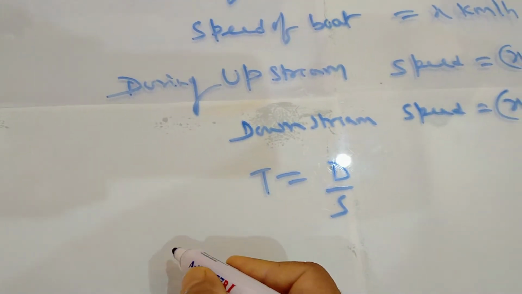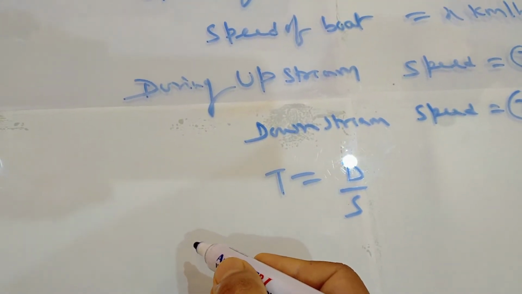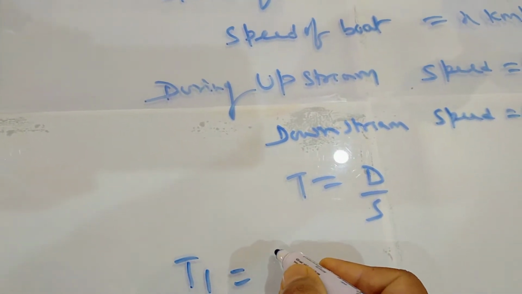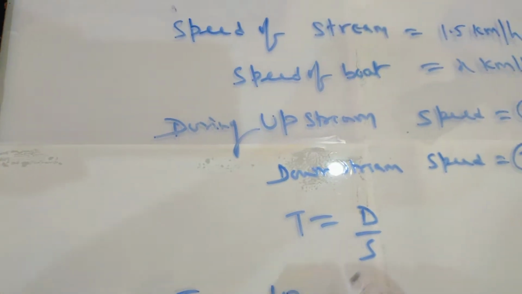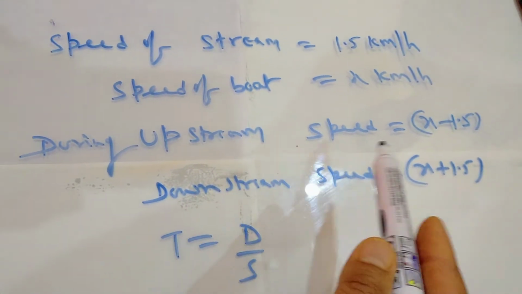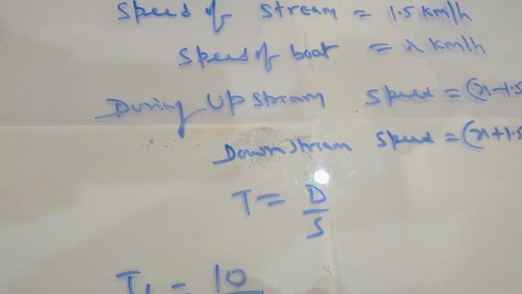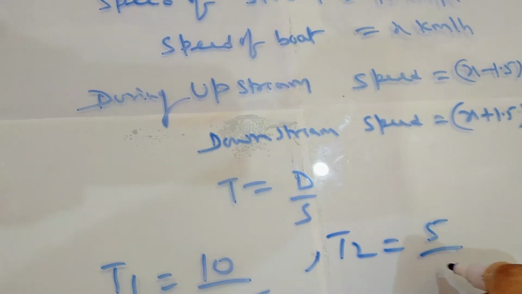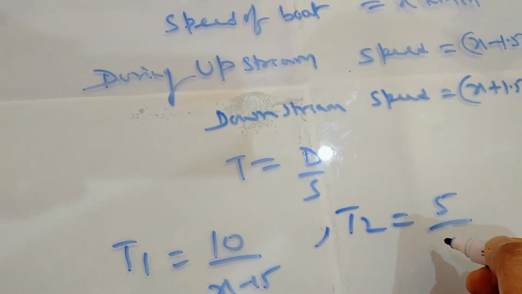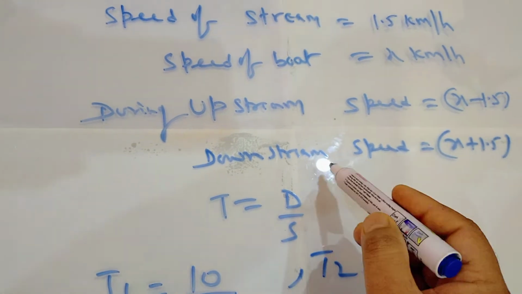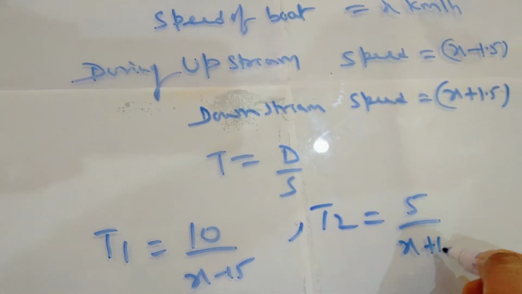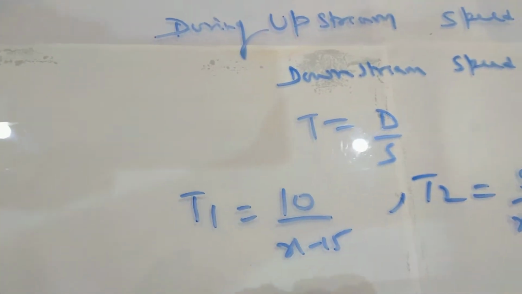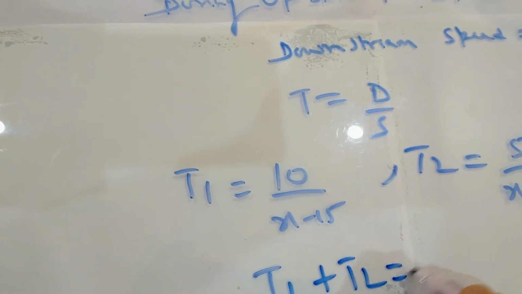So when he is going to cover this upstream 10 kilometer, the time t1 is equal to 10 upon the speed of upstream, it is x minus 1.5. Similarly t2, it has to cover 5 kilometer, so we have to use the downstream speed, it is x plus 1.5. Now total time they have given, it is t1 plus t2, it is 6 hours.